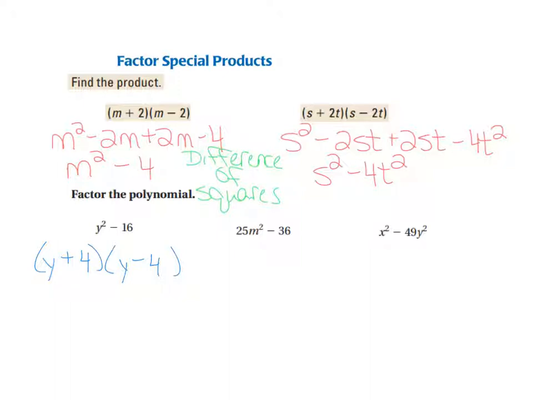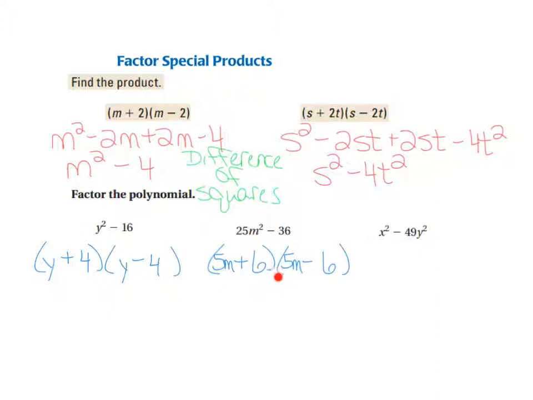Okay? 25m squared minus 36. It's a difference, and these are perfect squares. 25m squared is a perfect square. 36 is a perfect square. So we're going to set up our two sets of parentheses. The last term is negative, so that means my signs have to be different. And since there is no middle term, everything has to match. So how can I factor 25m squared and everything match? Well, 5m and 5m, right? 5m times 5m would be 25m squared. How can I factor 36 and everything match? 6 and 6. So everything matches.